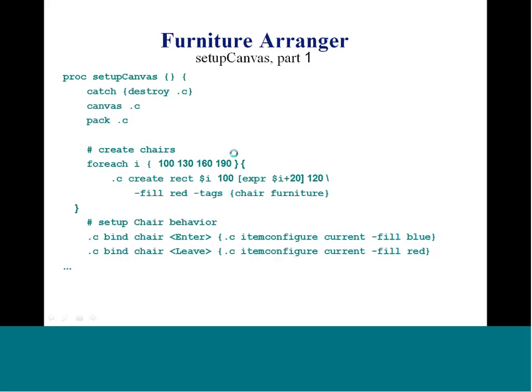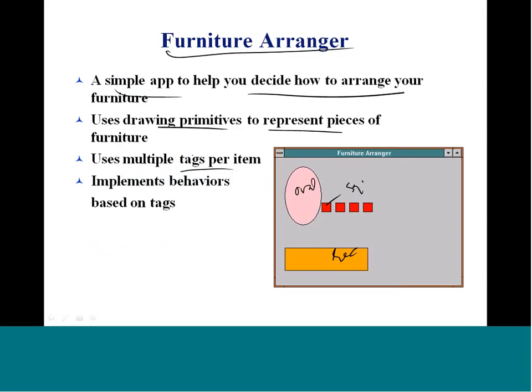So we define some procedures upfront. Here is a procedure called setup canvas. Essentially we first erase everything, all the window attributes, and then we build the canvas. This is the create canvas command where we create the canvas, the widget is .c, and then we say the pack command, and then we create those chairs. Those are the small squares here. So we create them.